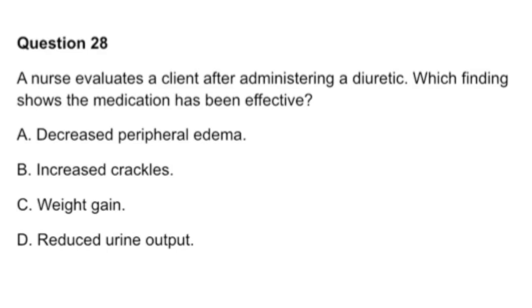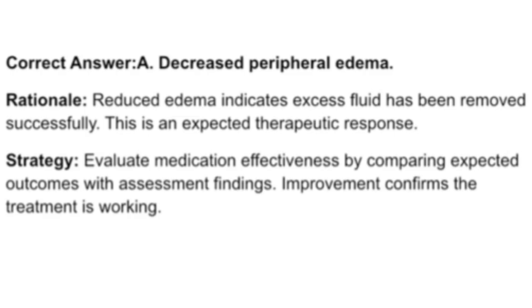Question 28. A nurse evaluates a client after administering a diuretic. Which finding shows the medication has been effective? A. Decreased peripheral edema. B. Increased crackles. C. Weight gain. D. Reduced urine output. Correct answer.